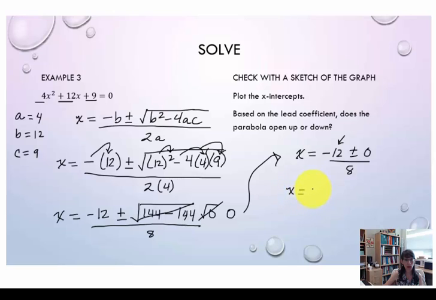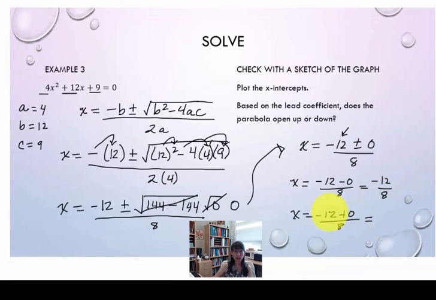So if we expand these two answers, negative 12 minus 0 over 8, and x equals negative 12 plus 0 divided by 8, you can see that I have negative 12 eighths for the first answer and negative 12 eighths for the other. Now, of course, we could reduce these to lowest terms. 12 and 8 are both divisible by 4. That would leave negative 3 halves for each of these simplified answers.